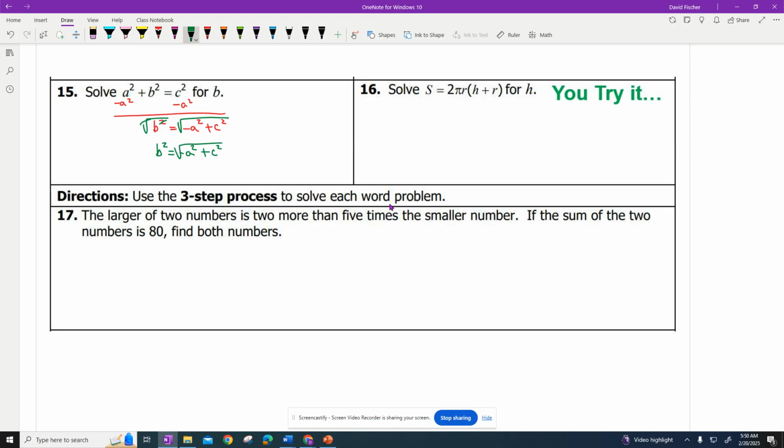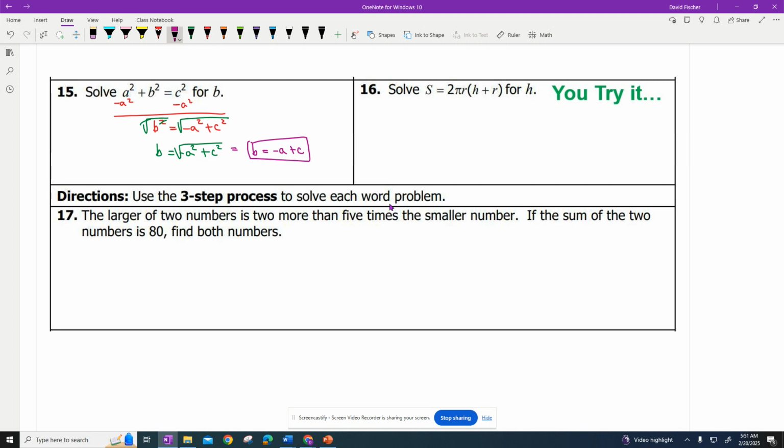But I say no. I don't think that's an acceptable answer, because really the square root cancels out these 2 as well. And so the better answer is b equals the square root of minus a squared plus c squared. Because if I take the square root of this to cancel this out, well, this square root will cancel that, and this square root will cancel out that. And so I really like this answer better. Okay? Alright.